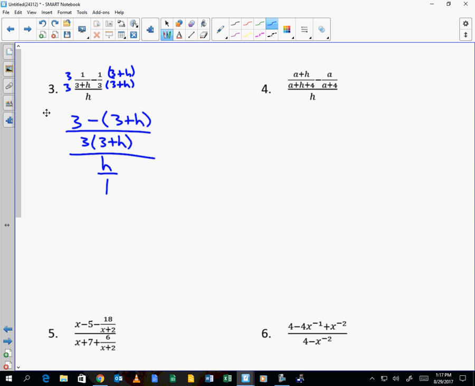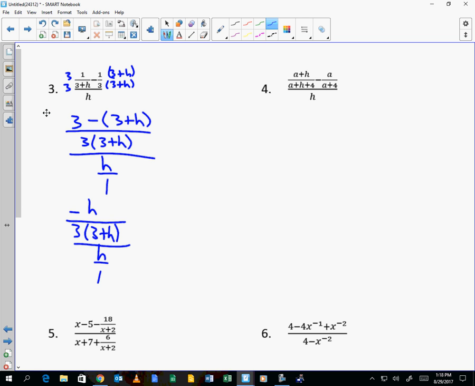Sometimes before you multiply by the reciprocal, you'll see something else cancel out. So does something simplify in the numerator here? Yeah, the 3's will go away and I'll be left with negative h because you distribute the negative through. So I have a negative h over 3 times 3 plus h over h over 1.